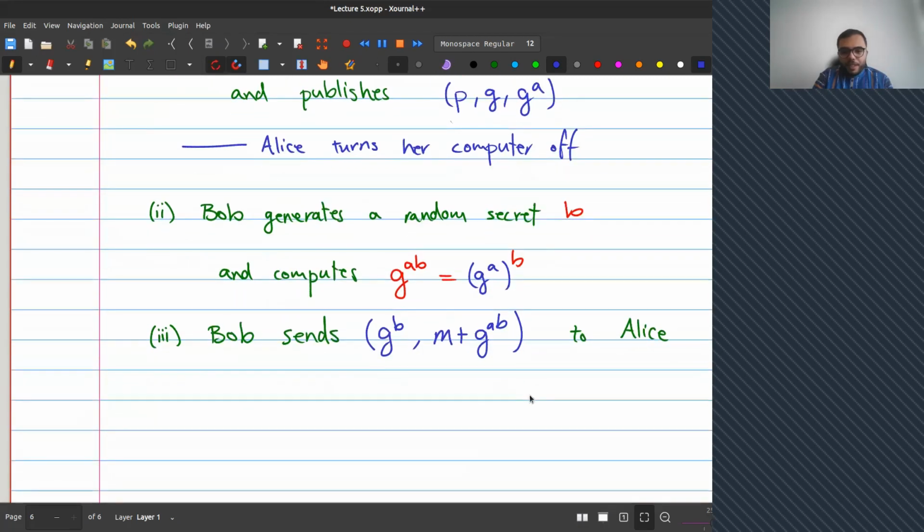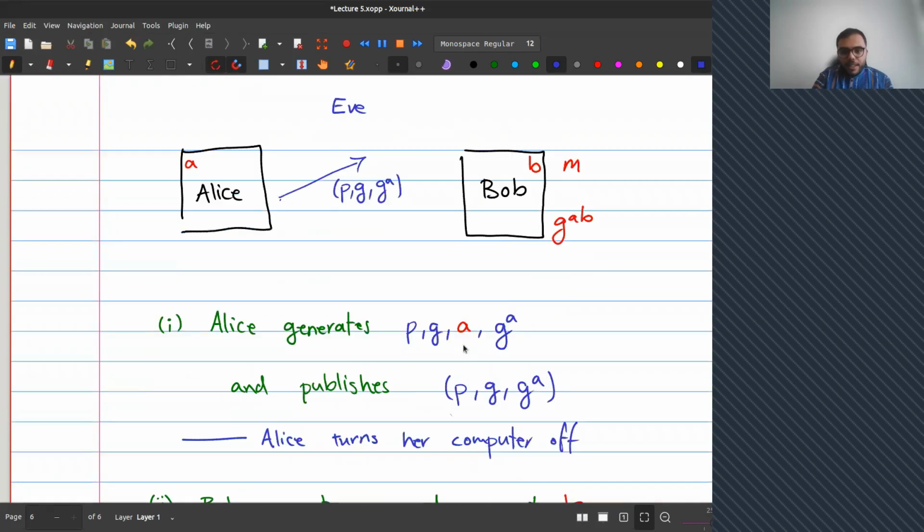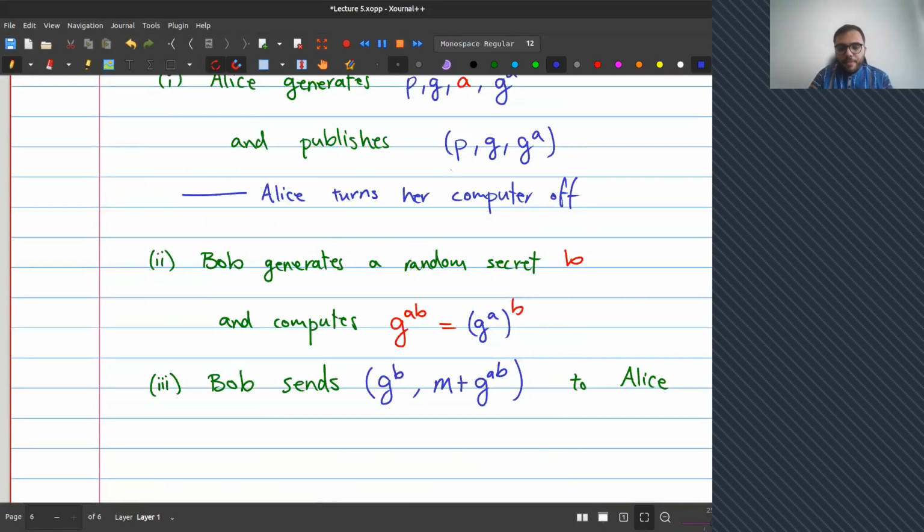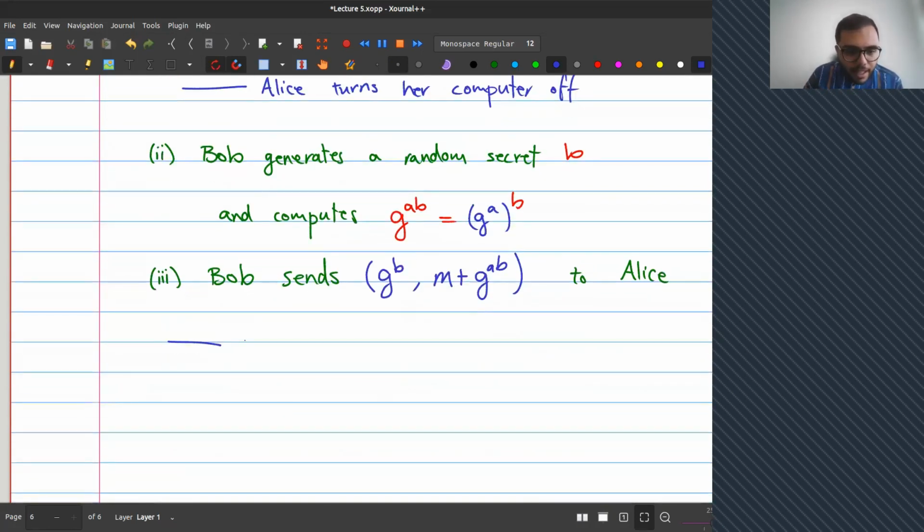Okay. So this is the message that Bob sends to Alice. And of course, we're just assuming that everyone else can also see this. So Bob is sending G to the power of B, and he's sending M plus G to the power of AB. Okay. Now at this point, let's say a bunch of time passes and Alice is back online.